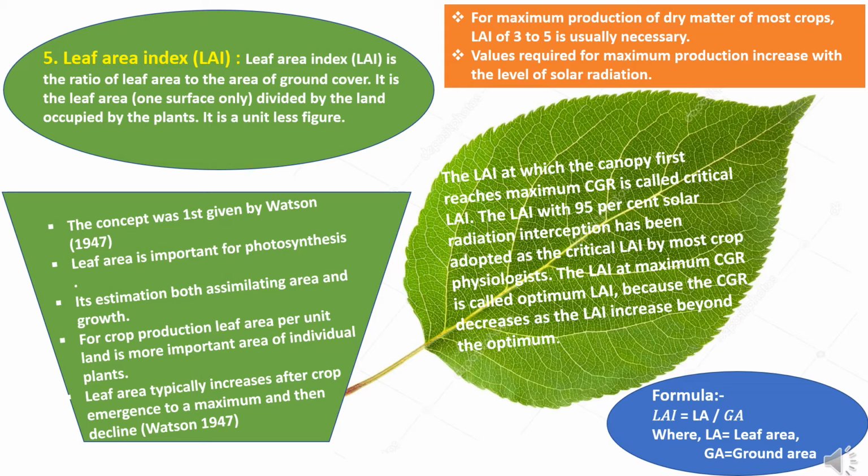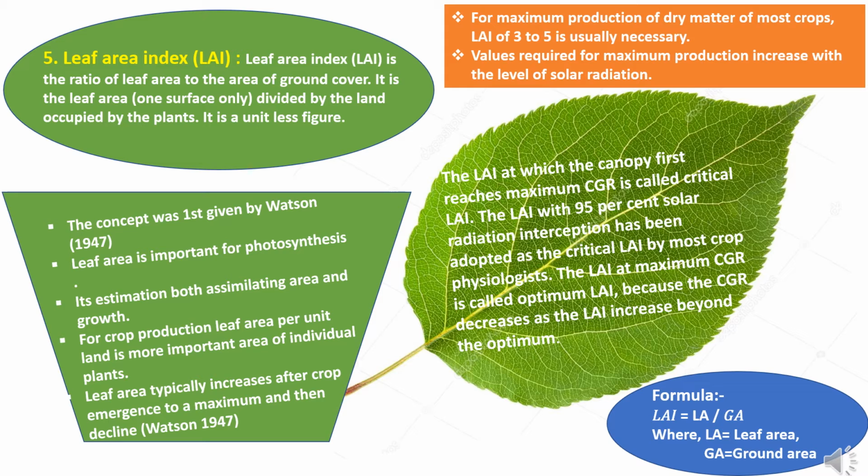For crop production, leaf area per unit land is more important than area of individual plant. Leaf area typically increases after crop emergence to a maximum and then declines. For maximum production of dry matter of most crops, leaf area index of 3 to 5 is usually necessary, and values required for maximum production increase with the level of solar radiation. The formula of measuring leaf area index is equal to LA divided by GA, where LA is equal to leaf area and GA is equal to ground area.